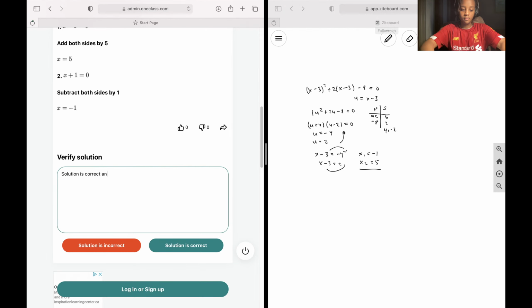Okay, so we want to find the equivalent logarithmic or exponential form of the equation. So let's just create a nice little table. Logarithmic form, exponential.